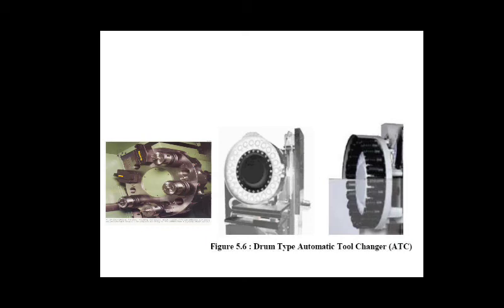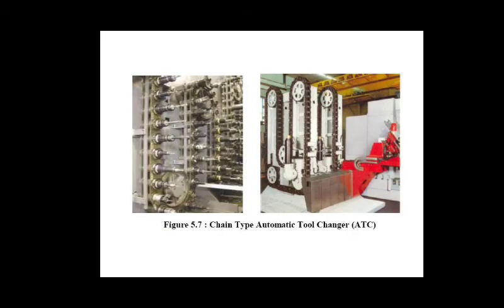Now let us see the second type, that is the chain type. In the chain type automatic tool changer, the chain holds a larger number of tools, either 40 or more than 40, and its tool search speed is less. Here you can see the chain. On the chain, tool holders are there, and the tools are mounted on them.